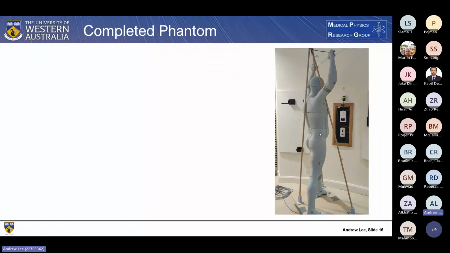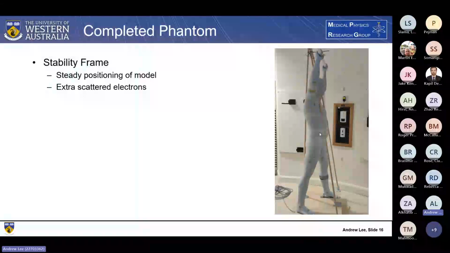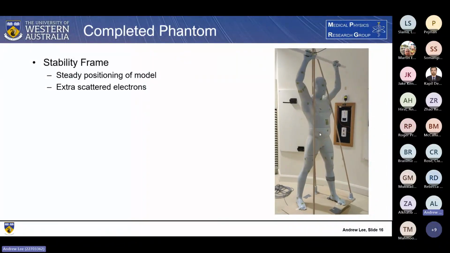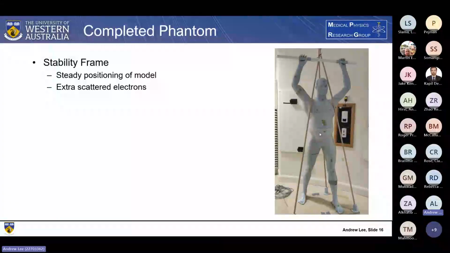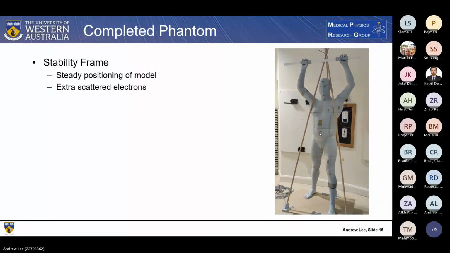There's a couple other issues that I haven't mentioned, which is the stability frame. Unfortunately, there's a lot of muscles that go into making sure we stand straight, which can't be simulated with a solid plastic model. So this frame will cause some extra scattered electrons in some areas and obscure the beam, particularly for the back and spine area.